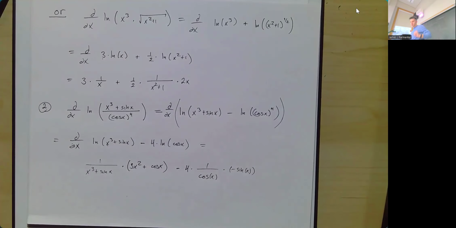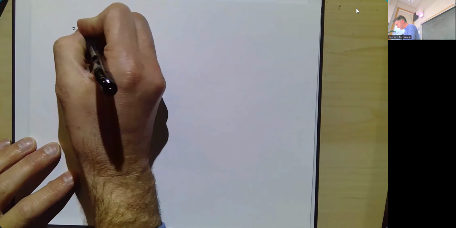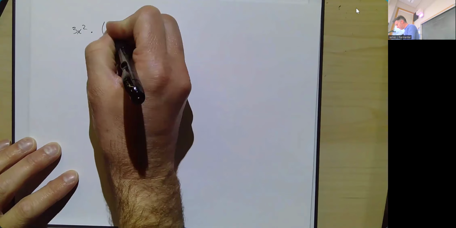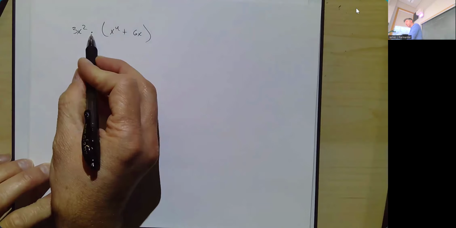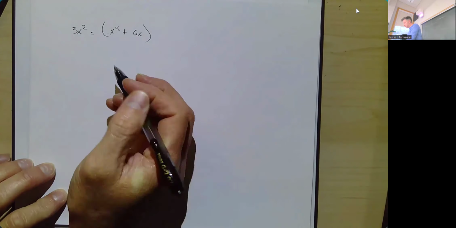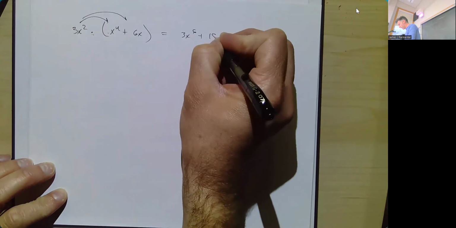Question, Nikki. Why didn't we distribute the log into x? So when we say distribute, what we mean is you have something multiplied by a sum. So for example, if I had just really easily 3x squared times x to the fourth plus 6x, then I could distribute because this 3x squared is multiplied by x to the fourth plus 6x. I would distribute like that, and then I get 3x to the 6 plus 18x cubed.